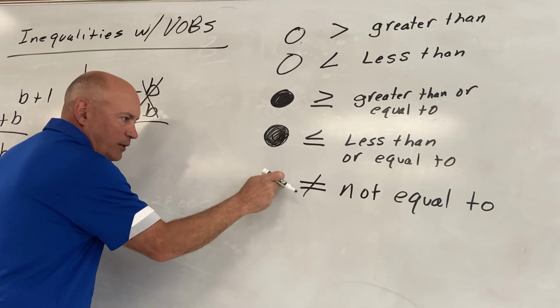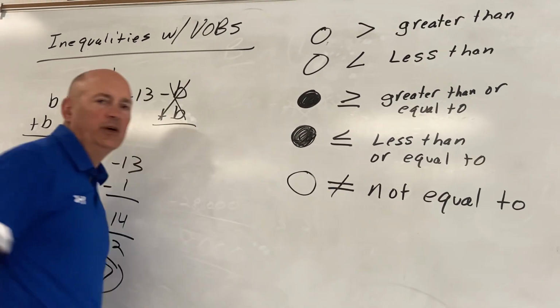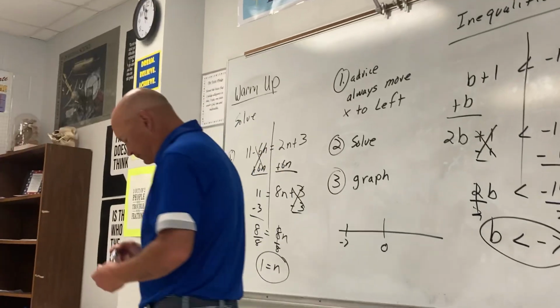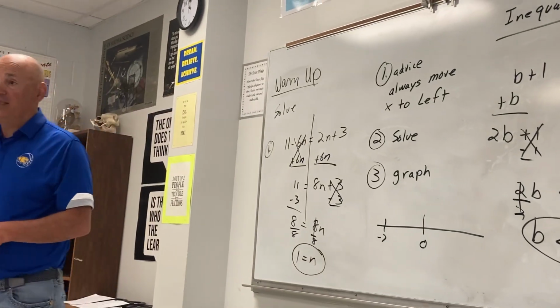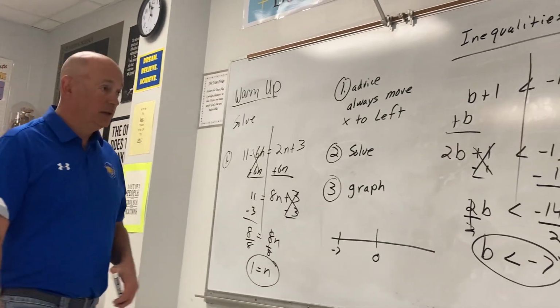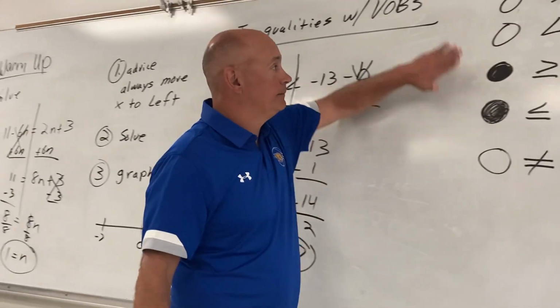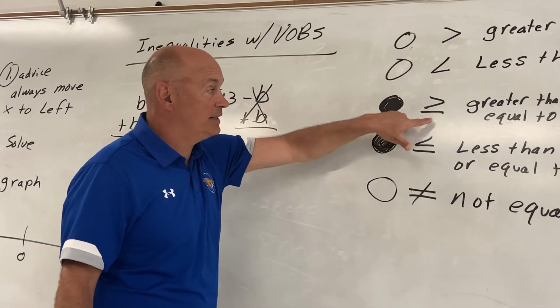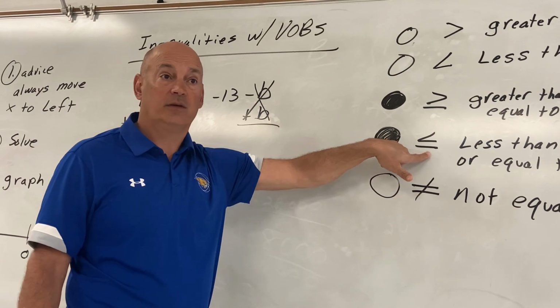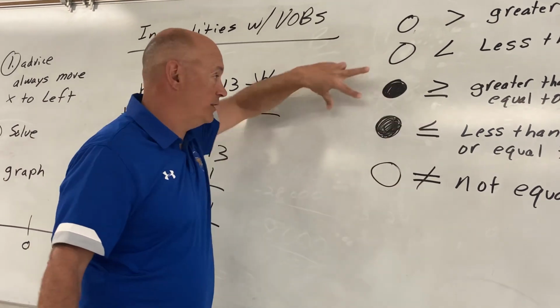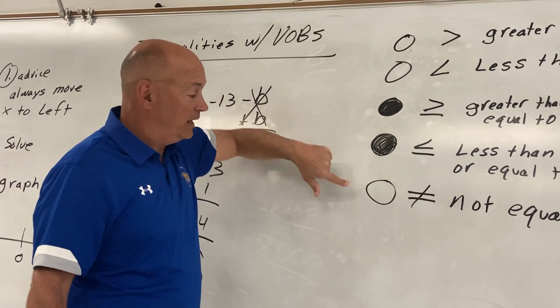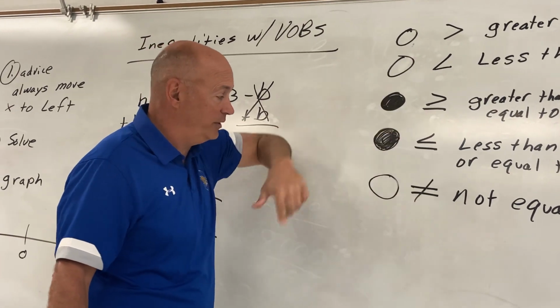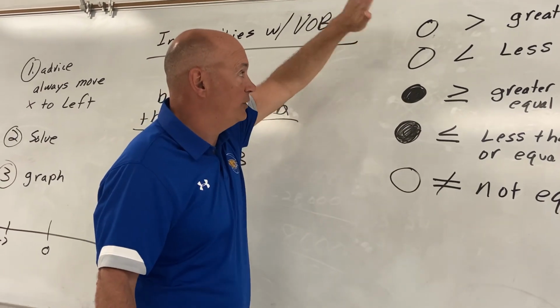And then if it's not equal to, that is also an open circle. So here's an easy way to remember that. The circle's open unless it's got the bar under it. Does that make sense? If it's got the bar under it, those two are the only ones that are closed. If it doesn't have the bar under it, that's an open circle, open circle, open circle.